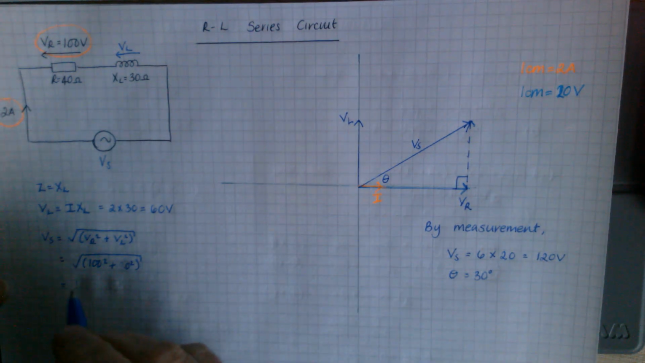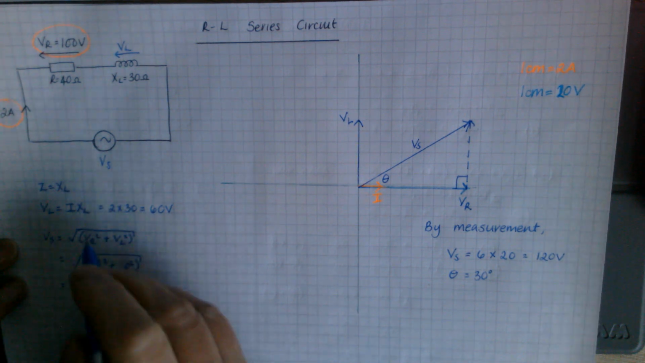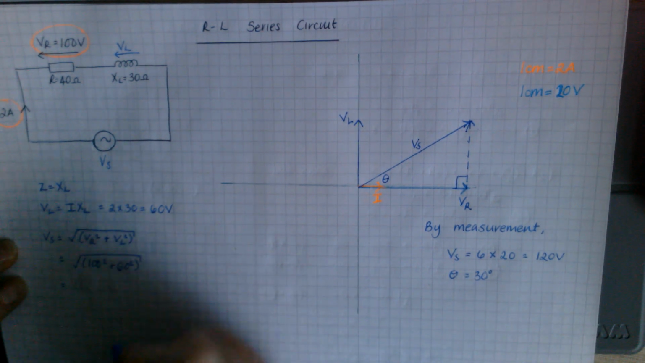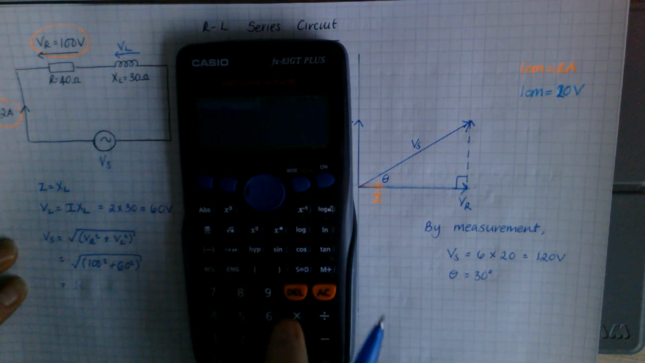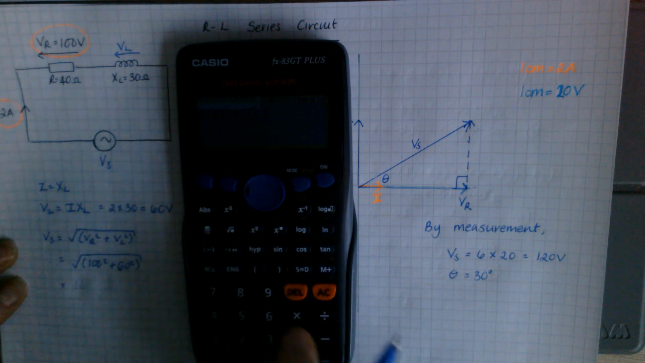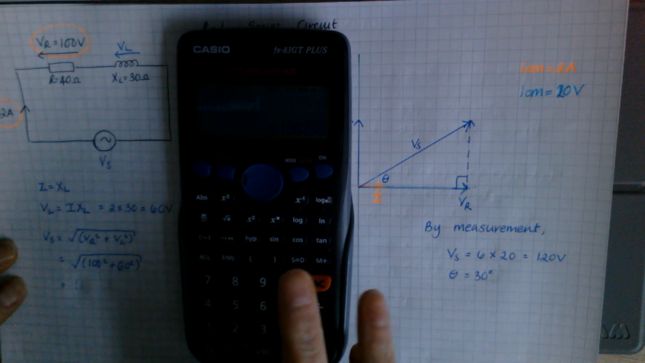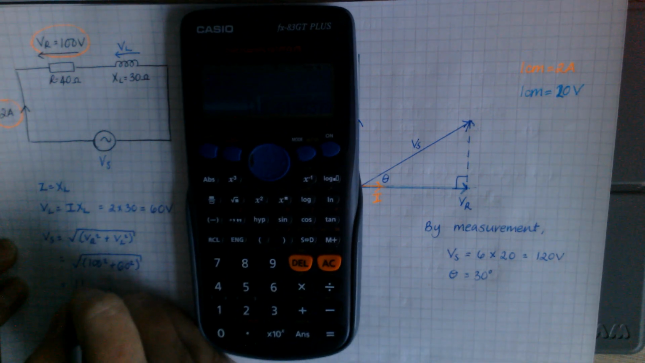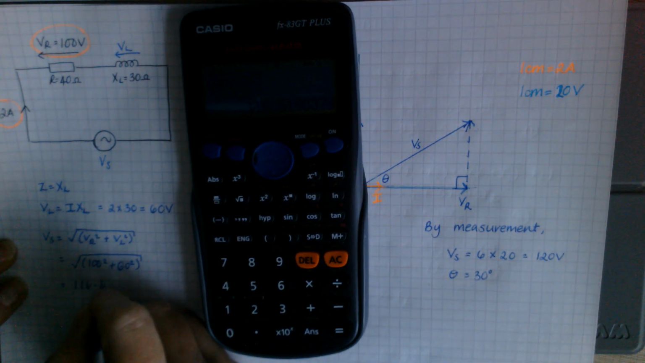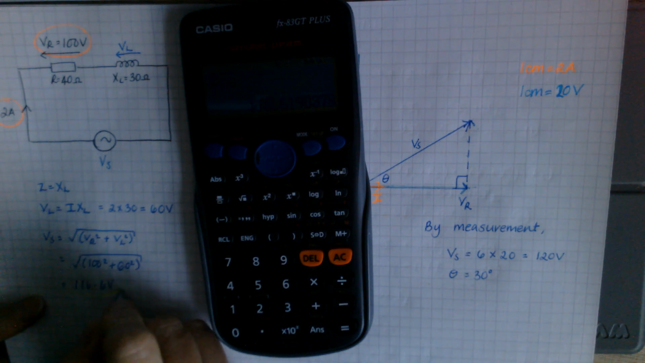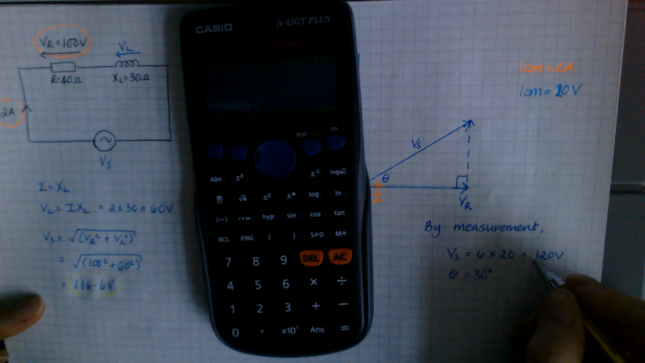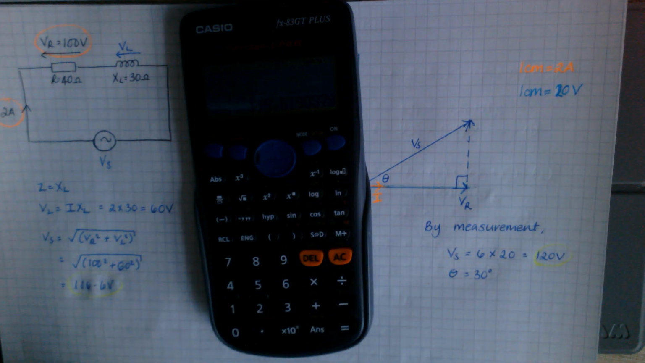So now, for VL, it should be 60, that value there. So 100 squared plus 60 squared. Then root of that answer, hopefully this will be a bit more like it, 116.6 volts. So let's compare that, 116.6 over here, and I'm comparing that to that. It's not too far off.